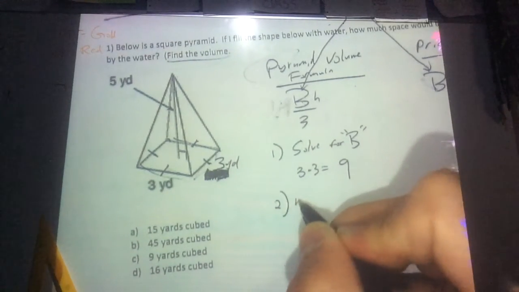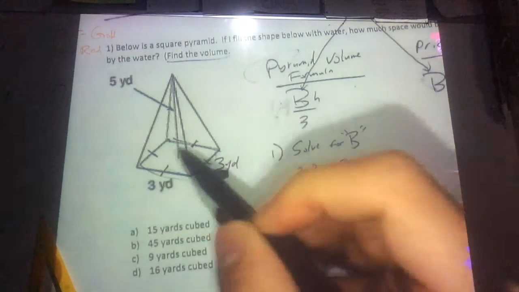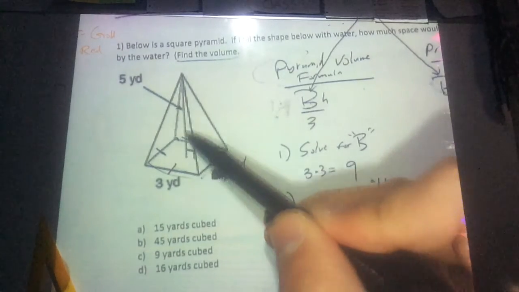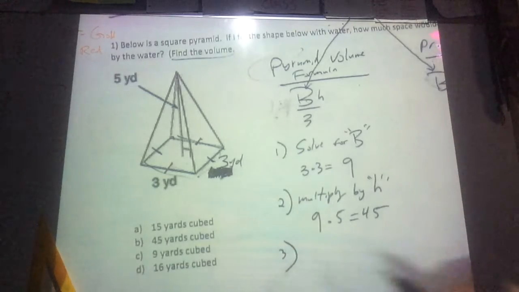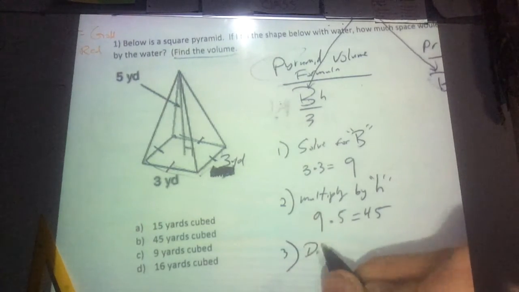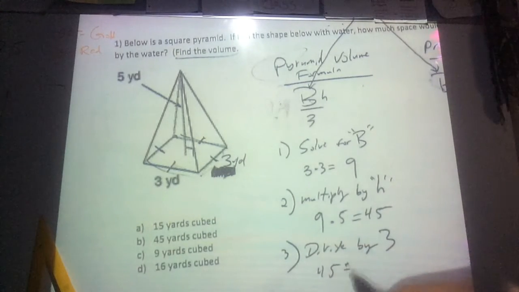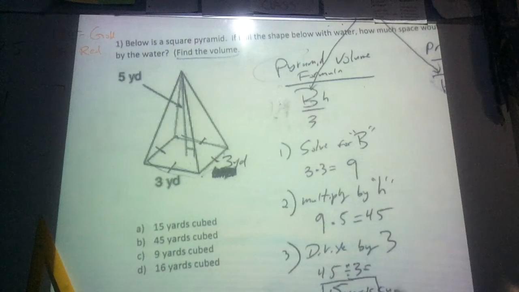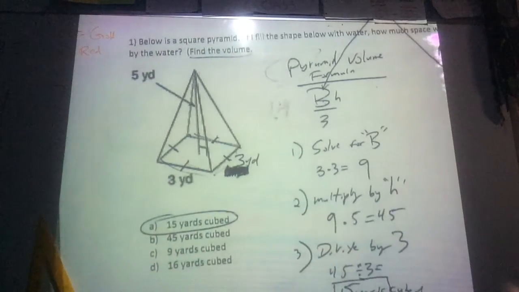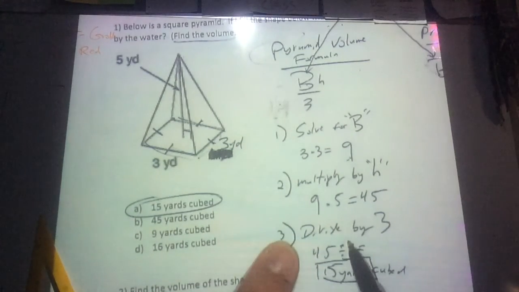Second step, multiply by h, the height, how tall the pyramid is, and it's 5 yards, so it's going to be 9 times 5, which is equal to 45. And last step, divide by 3. So 45 divided by 3 is going to give me 15. So it's 15 yards cubed. So solve for the area of the base, multiply by the height, and then divide by 3.